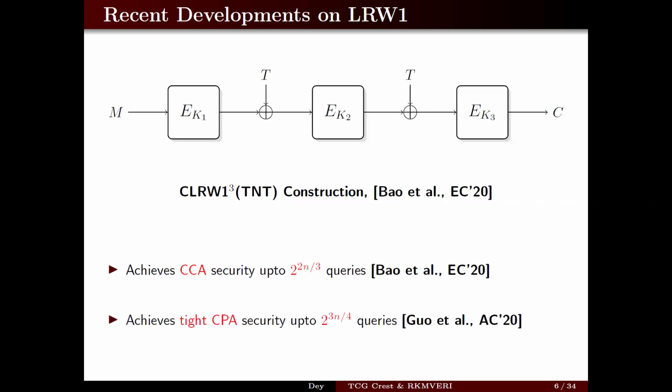In the same year, in Asiacrypt, Guo et al. have also shown that the 3-round cascading LRW1 with respect to 3 independent random permutations achieves tight CPA security for up to 2^(3n/4) queries.